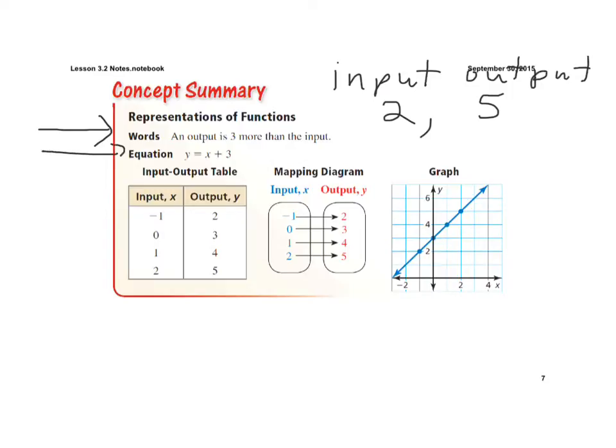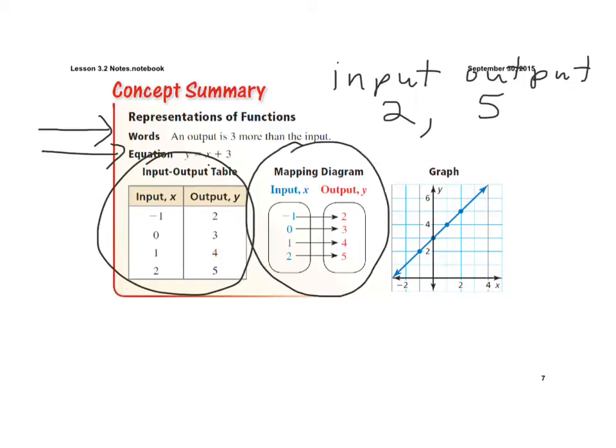Here we have it as an equation. If I plug in 2, 2 plus 3 is 5. Here we have it as an input-output table. Here we have it represented as a mapping. And then lastly, as a graph.